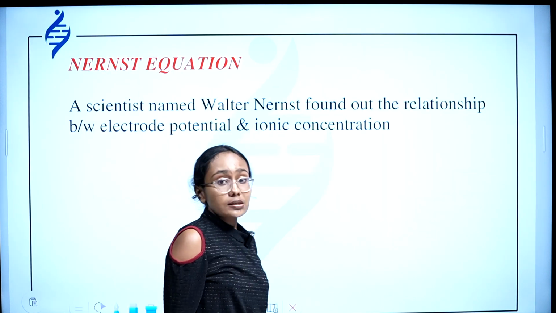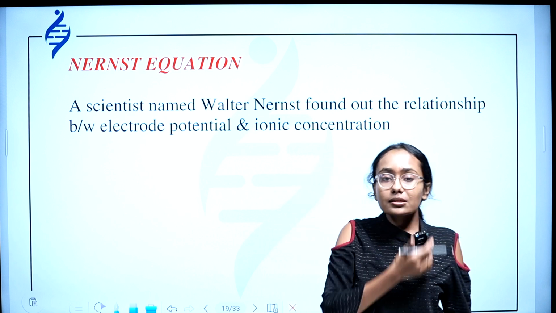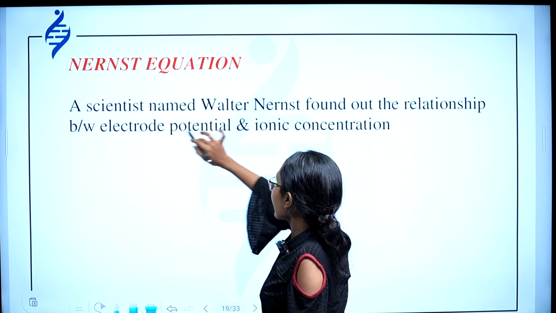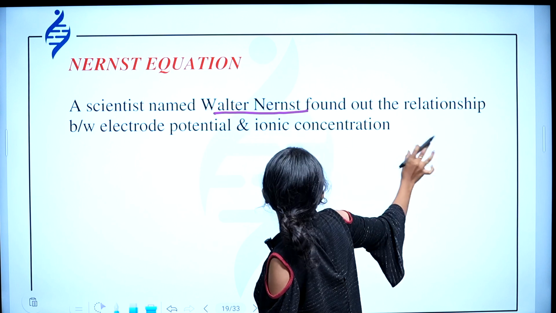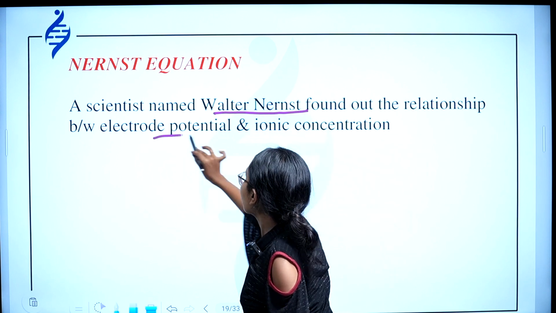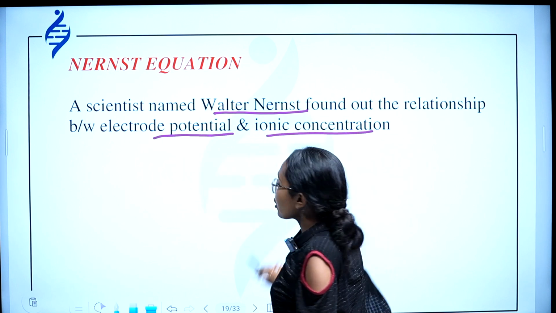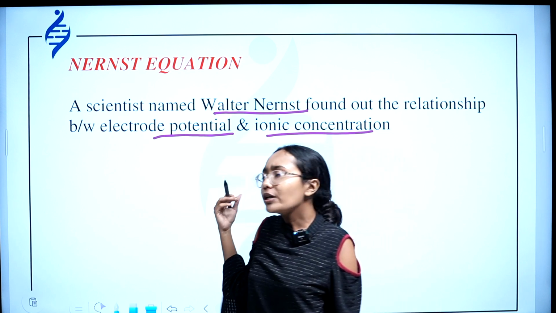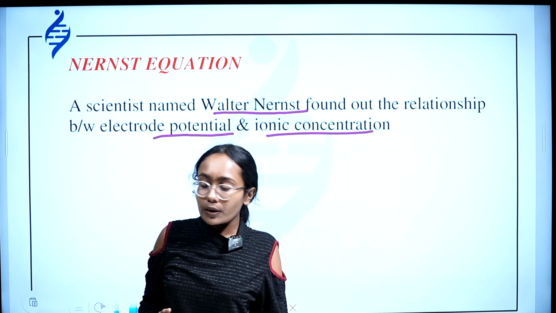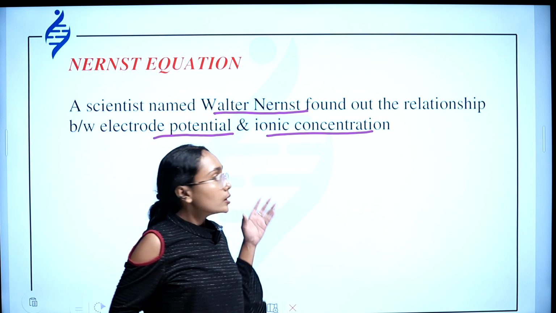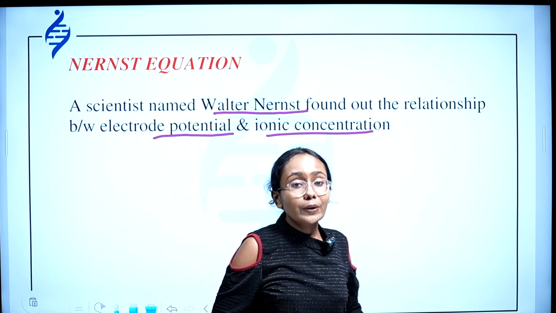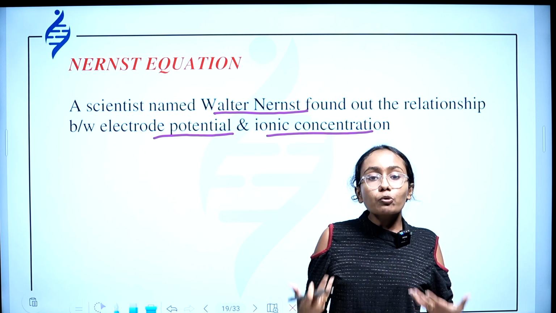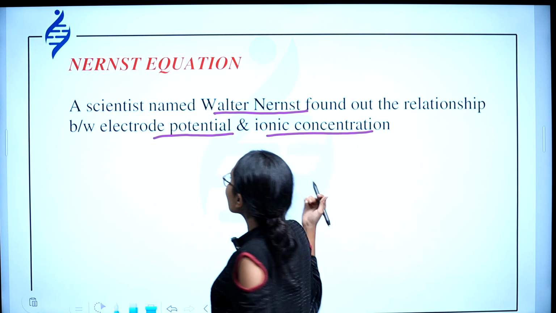We are coming to the Nernst equation. We have learned about SHE in detail. Now the Nernst equation. A scientist named Walter Nernst found out the relationship between electrode potential and ionic concentration, meaning the concentration of the electrolyte. And what was the relationship? Just remember the relationship in mind.